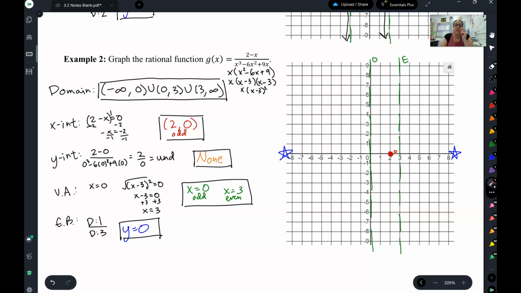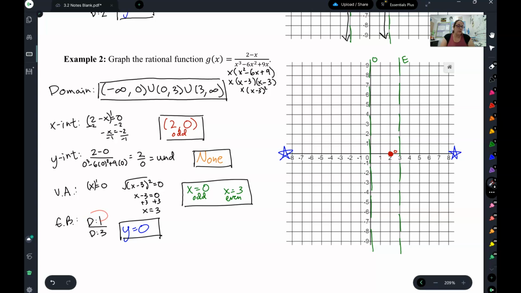Vertical asymptotes, this is a spot where you may have messed up. Don't forget you need to set everything in the denominator equal to 0. So I need to set this x equal to 0, and I need to set this (x minus 3) squared equal to 0. So I have 2 vertical asymptotes, one at x equals 0, and when I took the (x minus 3) squared and solved it, one at x equals 3. The x equals 0 one is odd because the exponent on that is a 1. The x equals 3 is even because the exponent on it was a 2, which is an even number.